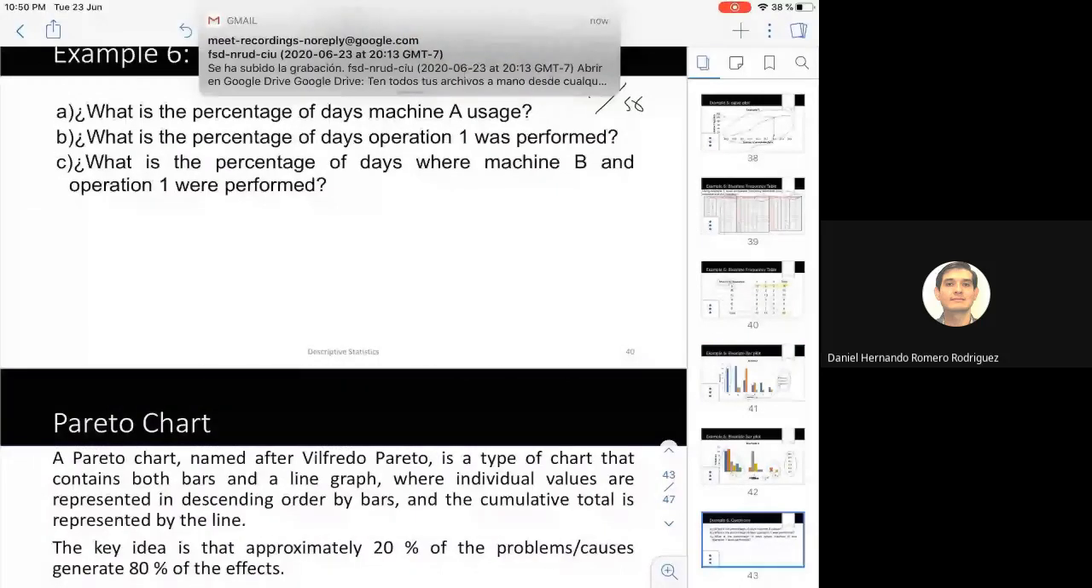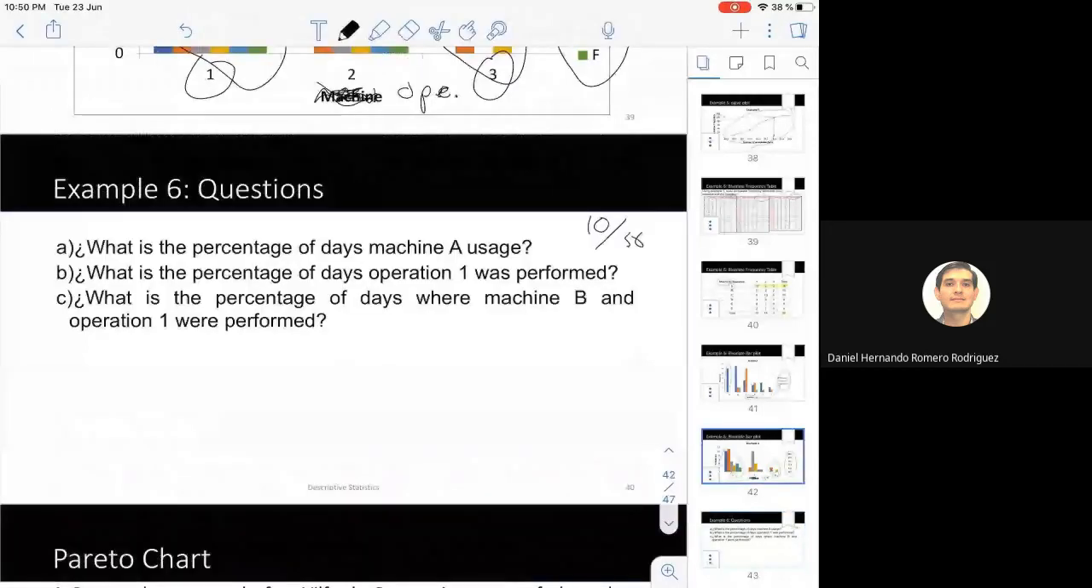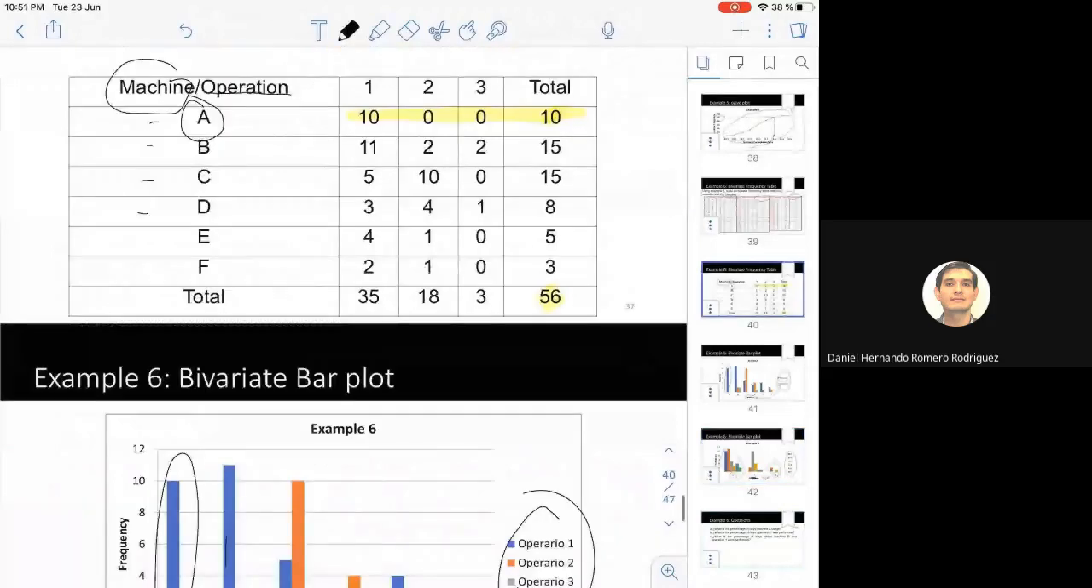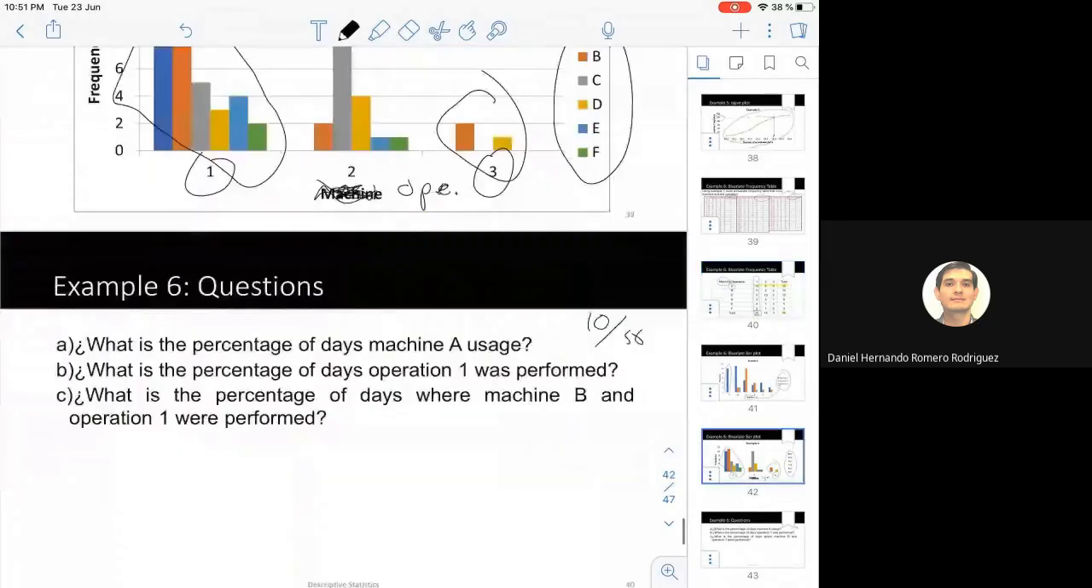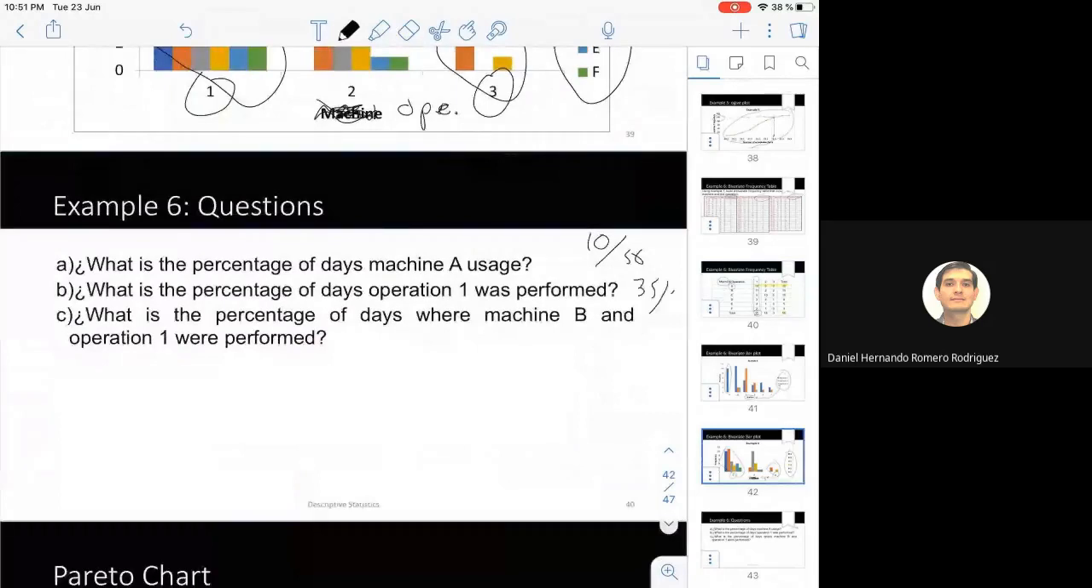The second question is: what's the percentage of days operation 1 was performed? We go to the table and we check operation 1. In the case of operation 1, that's the first column. From this column, we know that operation 1 was performed in 35 days. Therefore, the percentage is going to be 35 divided by 56, which is the total number of days.